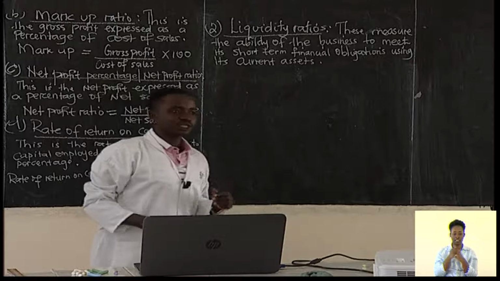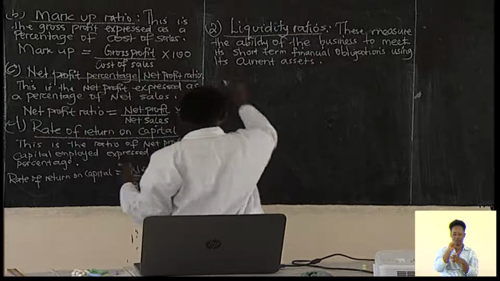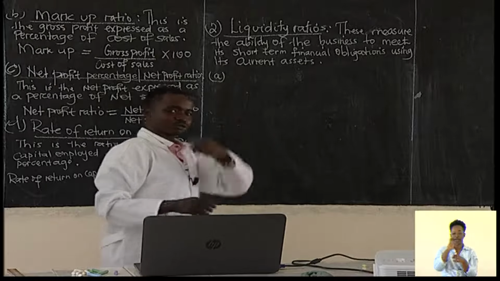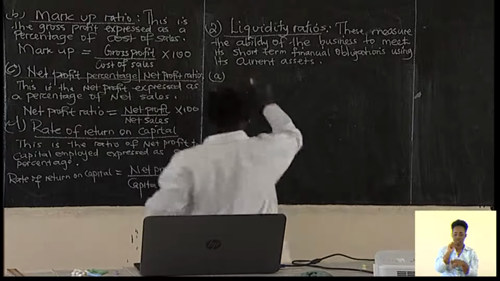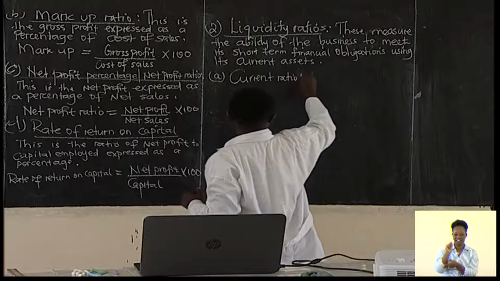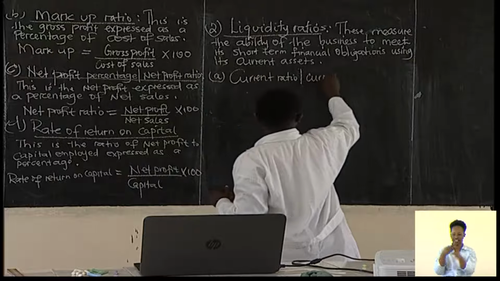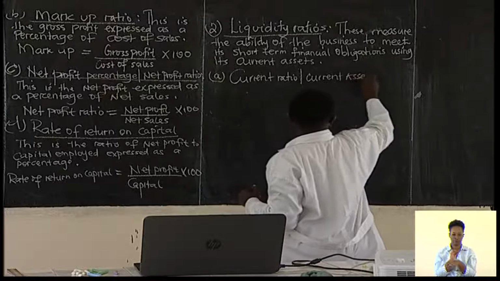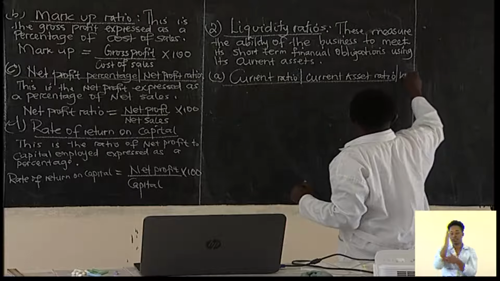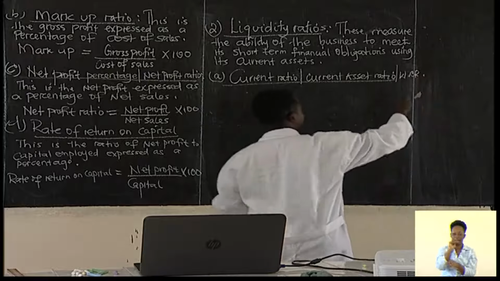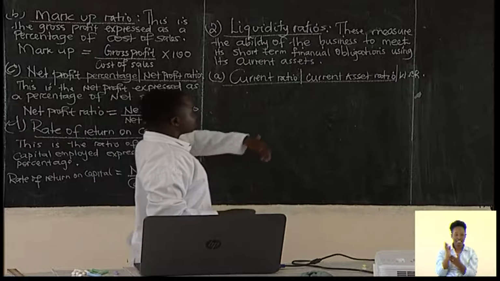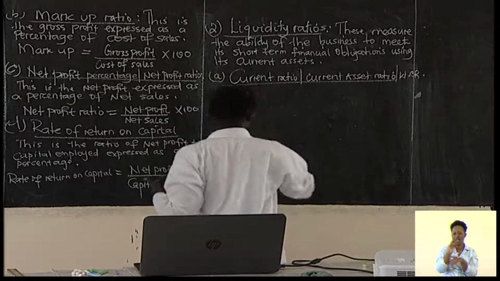Under liquidity ratios, we have two major ratios that we use to measure the strength of the business. We have the current ratio, working capital ratio, or current asset ratio. Those are three names that mean one thing. The current ratio is the same as the current asset ratio, or some people may call it working capital ratio.